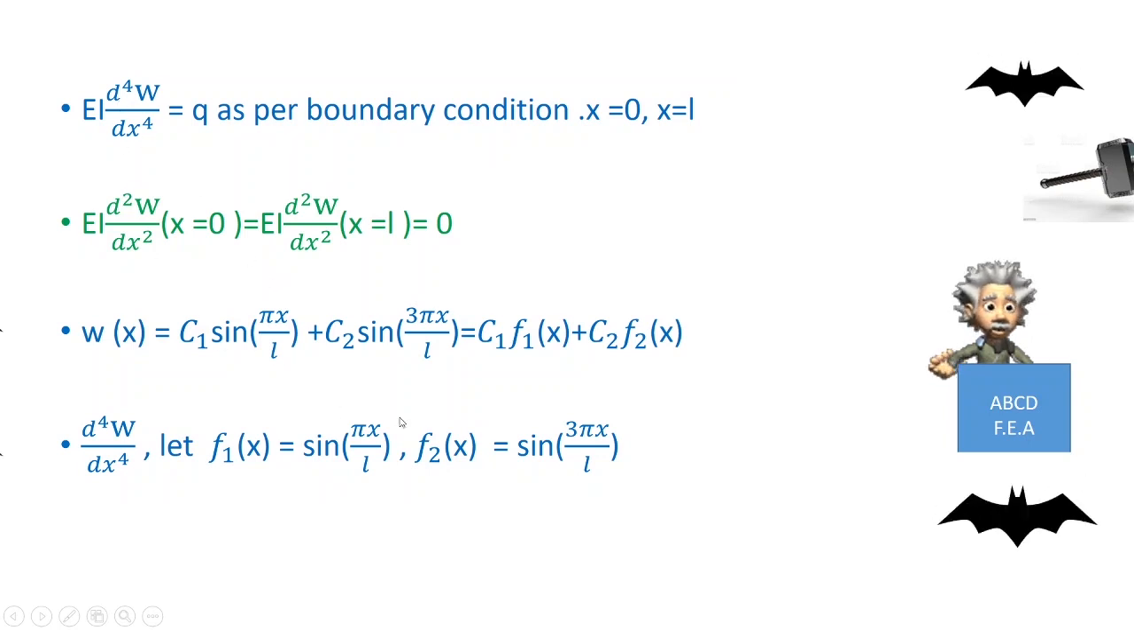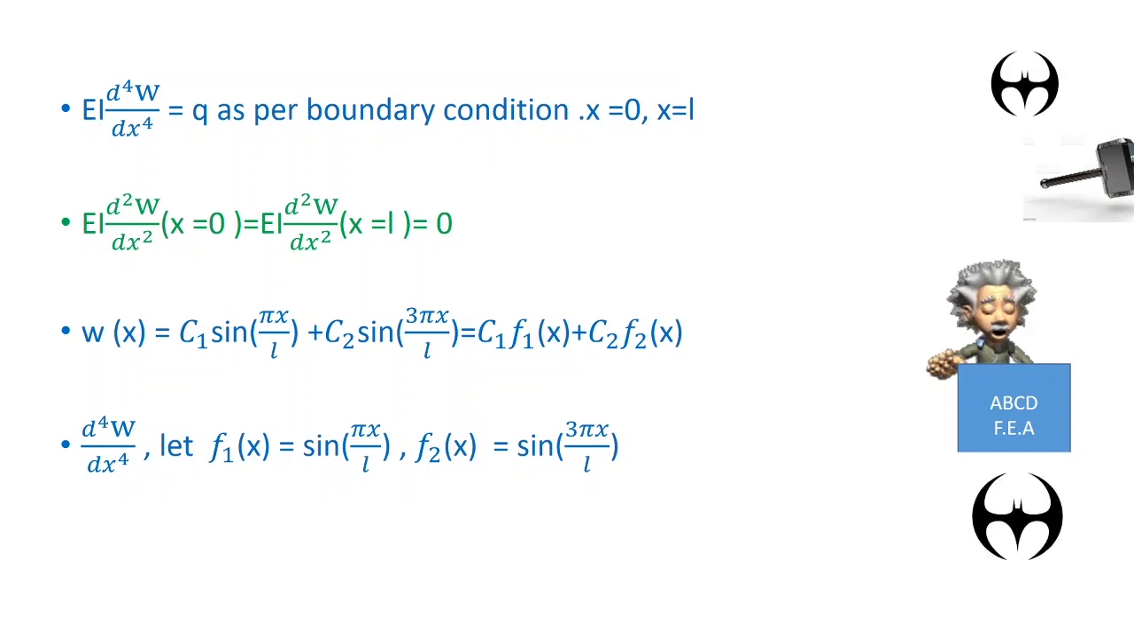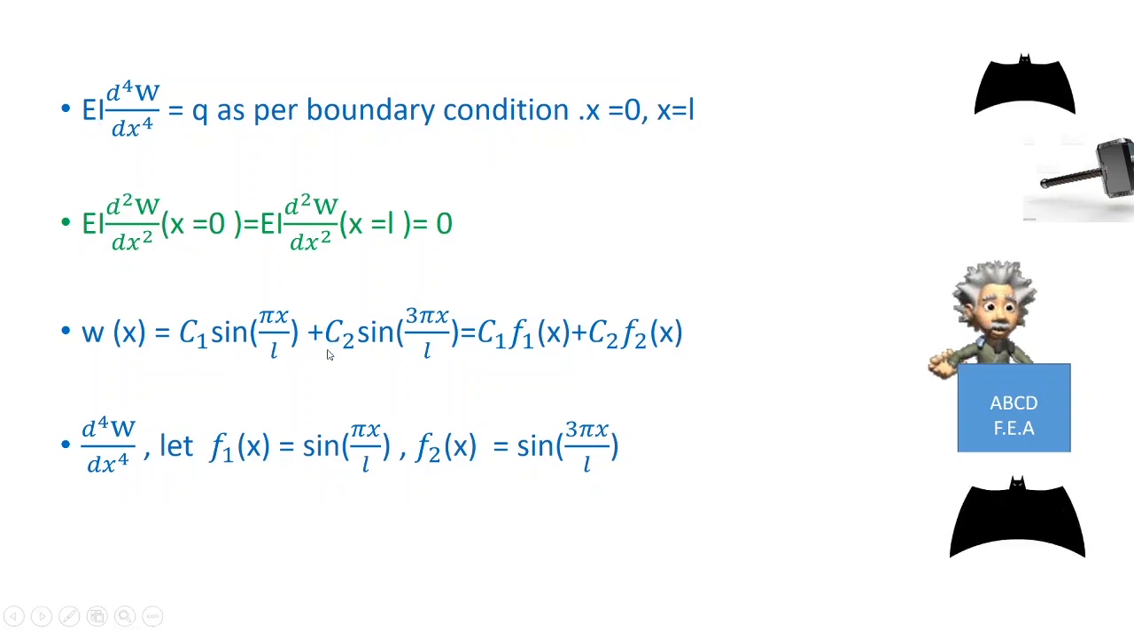Now if you see my previous video on the Rayleigh-Ritz method, I assumed a deflection equation. The deflection equation is w(x) equal to C1 sin(pi x by L) plus C2 sin(3 pi x by L). Got it? So this is our deflection equation, which you have to assume. This is an assumption. The governing equation is the Euler-Bernoulli equation, but this deflection equation we assumed. You can call it a trial function also.